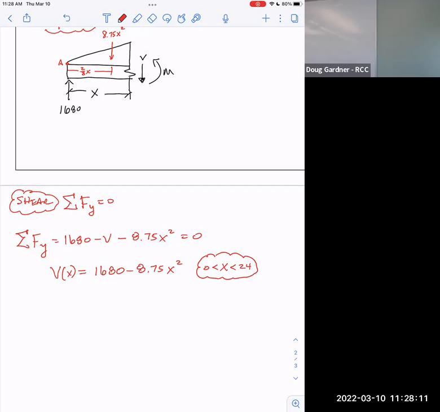1680 minus 8.75 x squared. If you just hit zoom, you probably won't see the graph because you have really large values here. It should take you some time to find it.